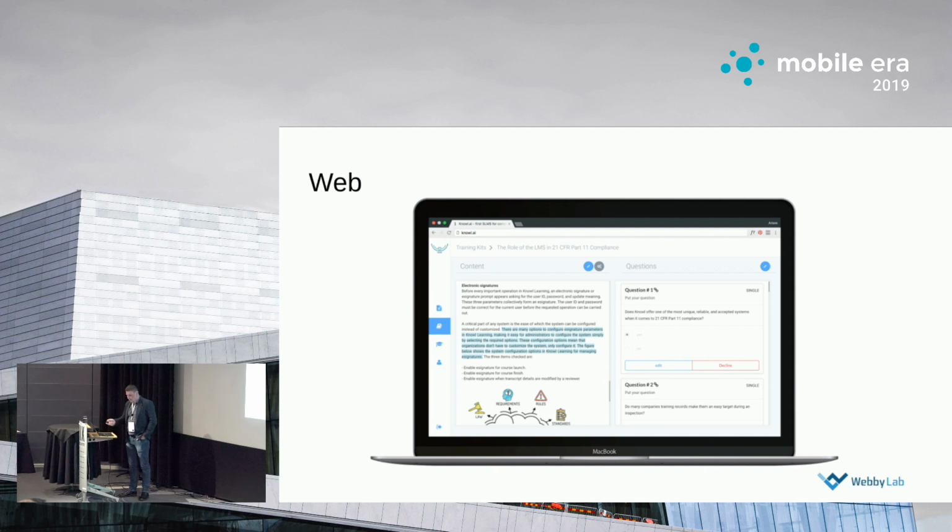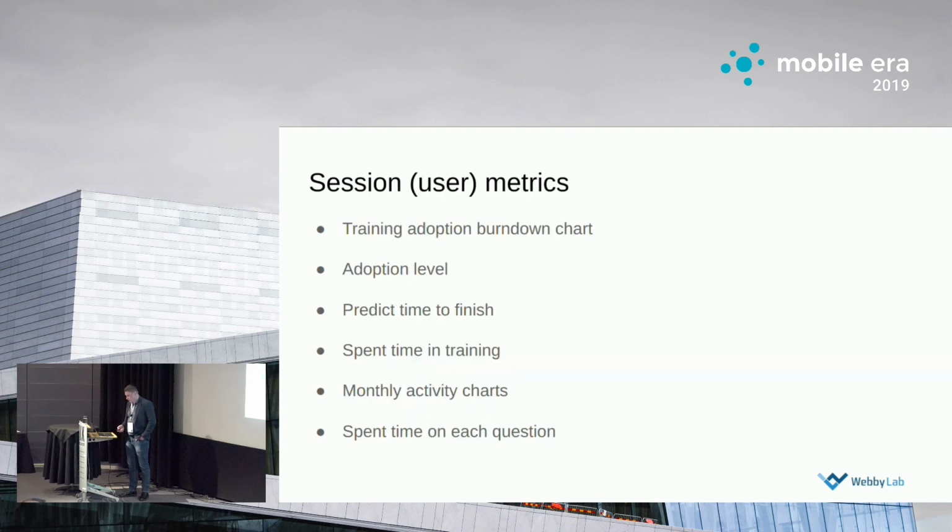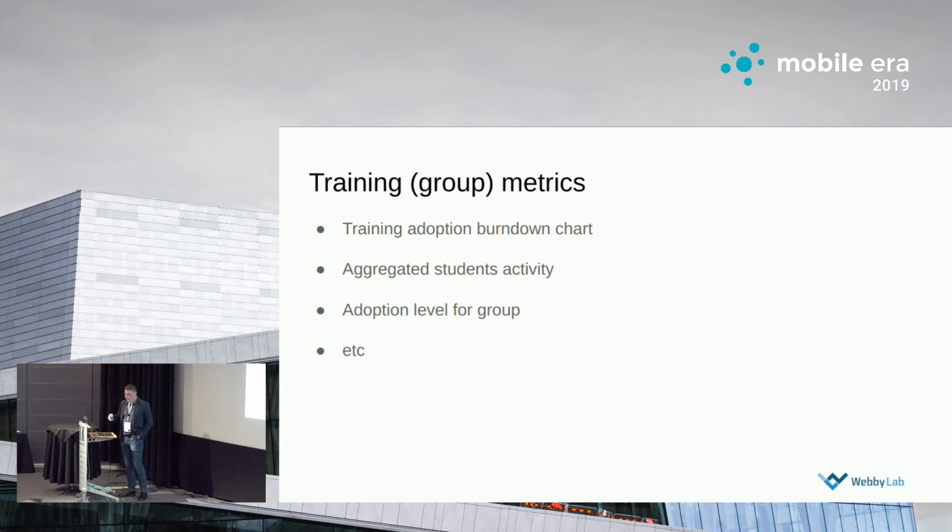So this is a screenshot from the web part, and here is the list of metrics that we track, like adoption level, predicted time to finish, time spent in training, monthly activity charts, aggregated metrics for groups, like training adoption, burn down chart, etc. Like a lot of different metrics. And every day we have new metrics to add.